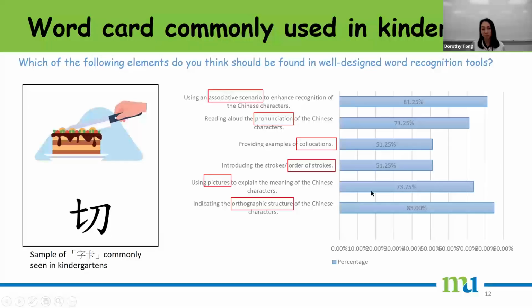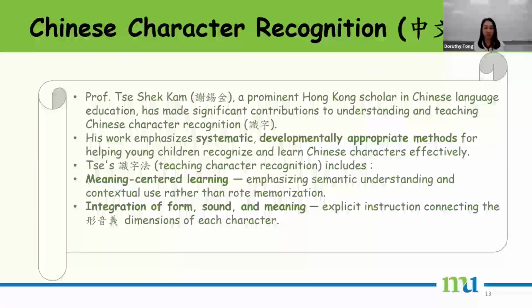And also they like the pictures, the pronunciation. The stroke order is another thing that they think is important. And also some more examples of the collocations. Okay, and actually all these ideas come from my co-supervisor in my PhD studies, Professor Jie, and he is a prominent Hong Kong scholar in Chinese language education.